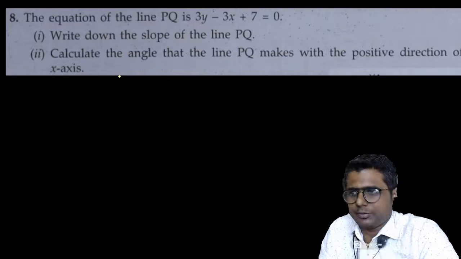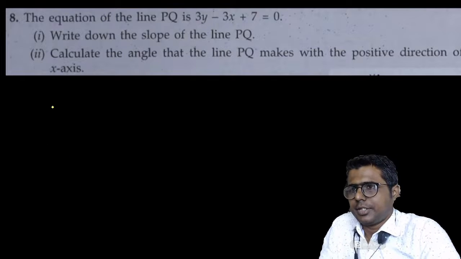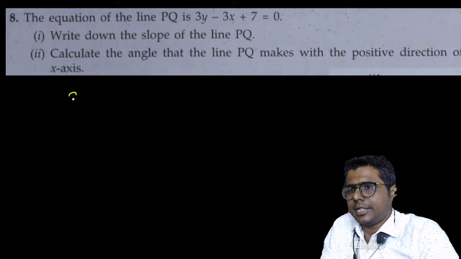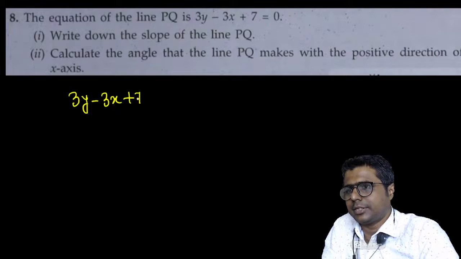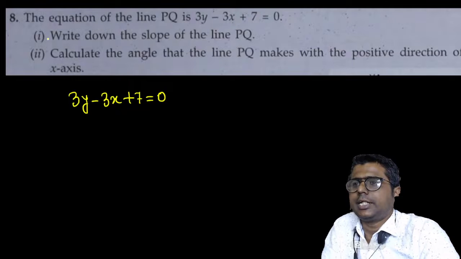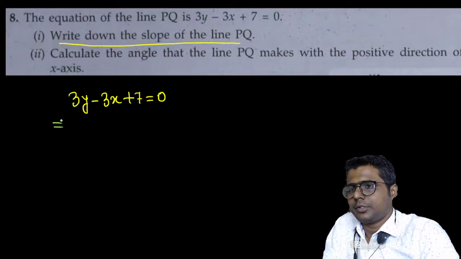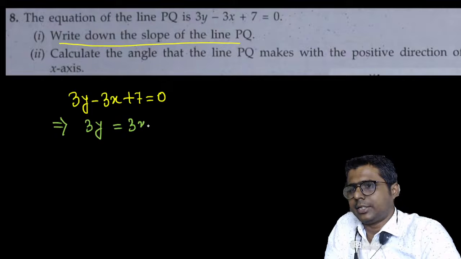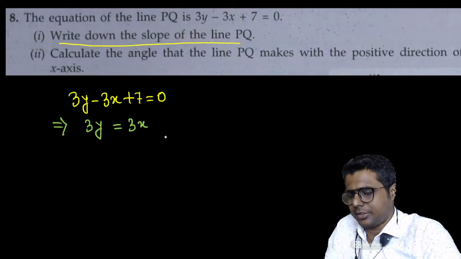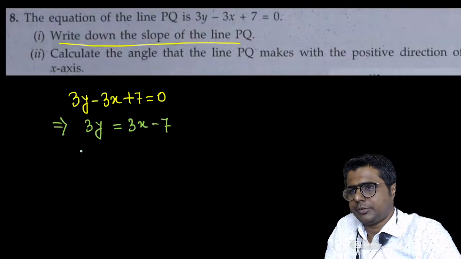Okay, very nice problem. If you see here, it is said the equation of the line is given: 3y minus 3x plus 7 is equal to 0. First it is said to write the slope of the line PQ. So I'll try to find out the slope of the line. To find the slope, I'll put all the y on one side and give everything else on the other side. So that's what I am doing over here.